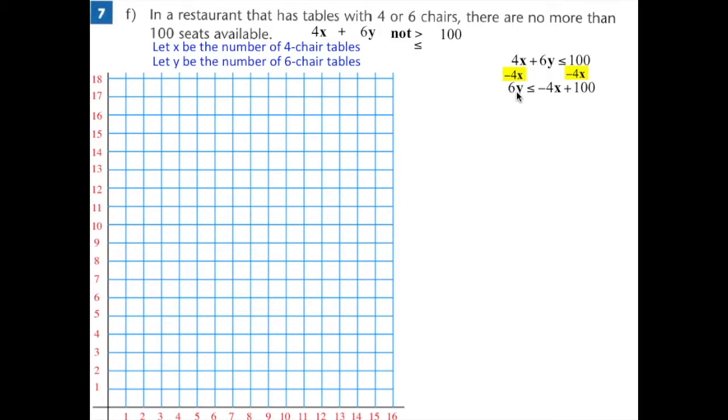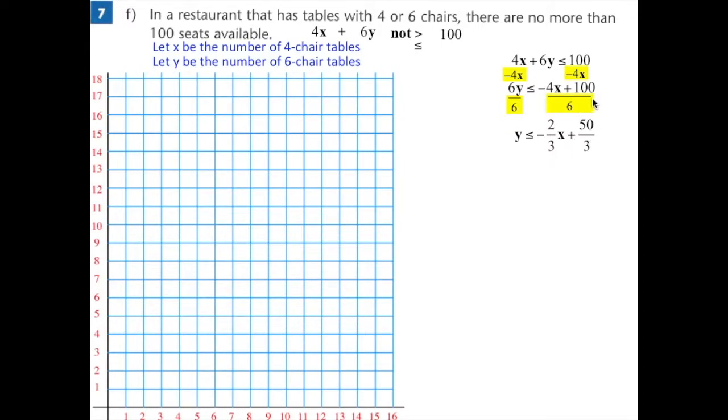Now I want to get rid of that 6, which is multiplying the y. So I'm going to do the opposite. I'm going to divide both sides by 6. When I divide the right-hand side, remember each term has to be divided by 6. We end up with y is less than or equal to 4 divided by 6, a negative divided by a positive is negative, and I'm just going to reduce the 4/6. I'm going to divide the top and bottom by 2, so 2/3.